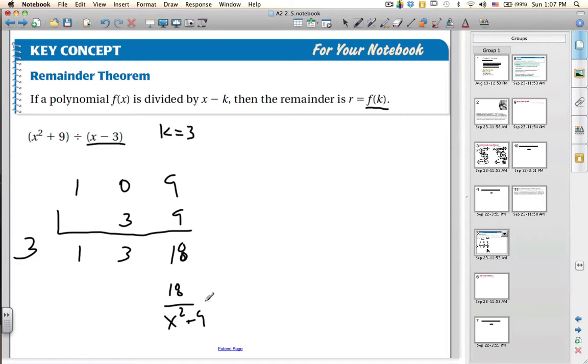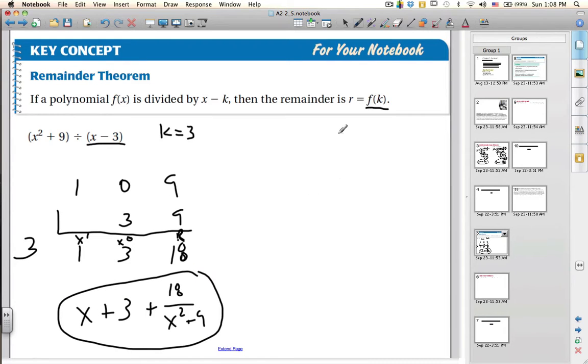So that would be 18 over x squared plus 9. But what's neat is that these are also the coefficients for the rest of my solution for dividing. So this would be x to the first power, x to the 0 power, and the remainder. So if you go from right to left, you have remainder, constant, and leading coefficient. And this is the same as if I divided. If you want me to prove that here, we'll have x squared plus 0x plus 9 just to make the division easy.